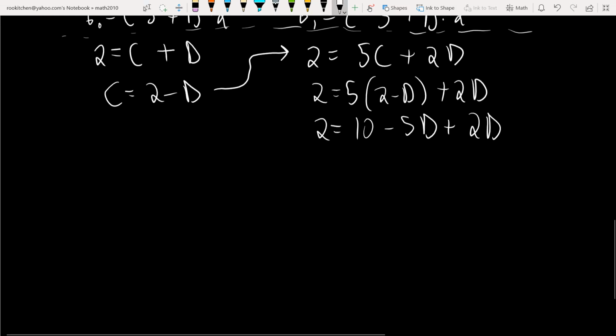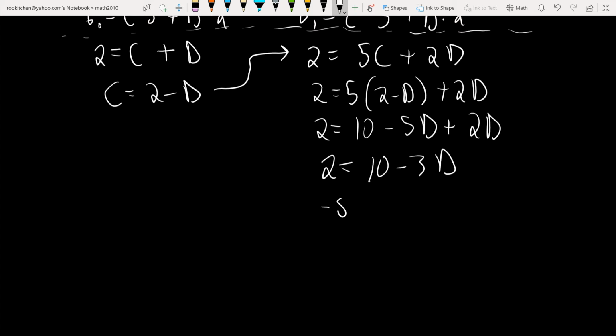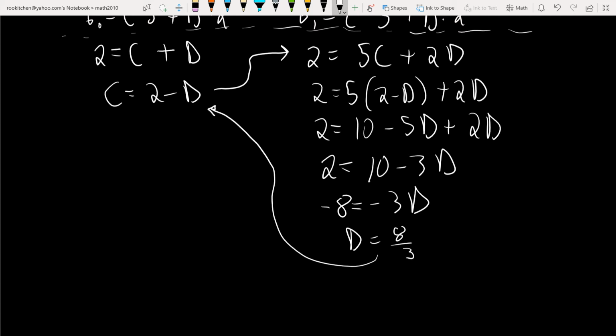Okay. And then 2 equals 10 minus 3d. And then subtract the 10 over, and you get negative 8 equals negative 3d, and then d will equal 8/3. Okay, and then take that and plop it back into this first equation for c. c equals 2 minus 8/3. In other words, c equals 6/3 minus 8/3. In other words, c equals negative 2/3.